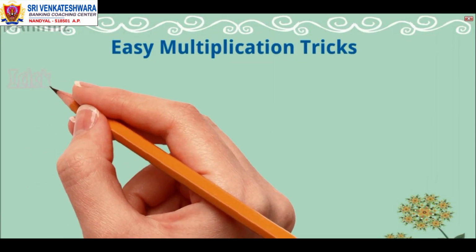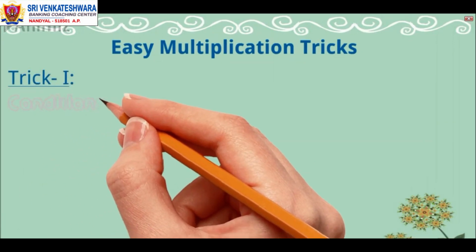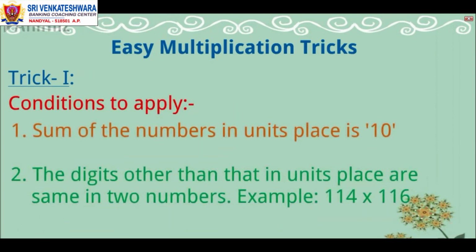Here I am going to discuss two tricks, and this is going to be trick 1, and these are all the conditions that are to be fulfilled in order to apply this trick. Here I have mentioned two conditions. The first condition is that the sum of the numbers in units place is 10. They will give two numbers, you need to find the product of the two. That itself is the multiplication, right? Two numbers they will give.